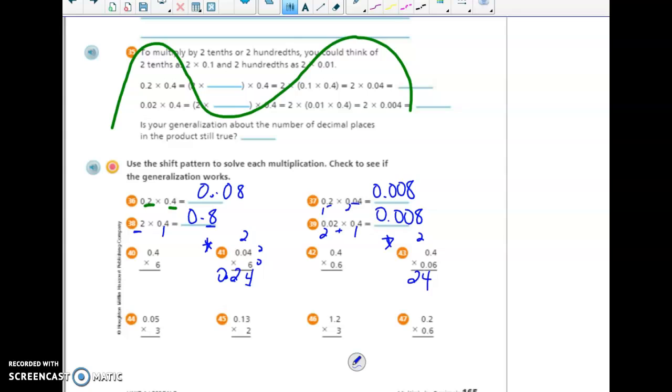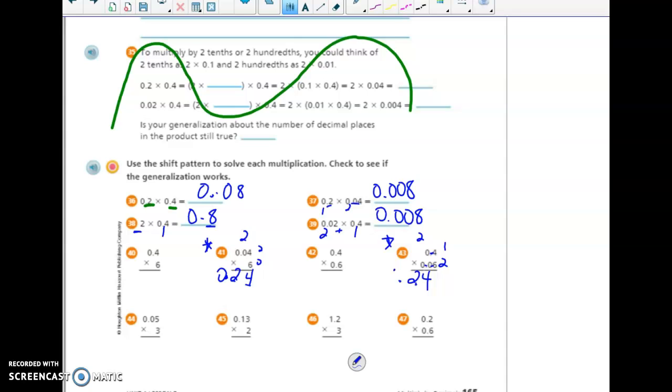Okay, but now we have to figure out where the decimal goes. There's 1 decimal place in the top number, sorry, my smartboard's off, and 2 in the next one. 1 plus 2 is 3. So this is a little bit of a challenge. Right now my decimal is right here. If I move it over here, then I only have 1 decimal place. If I move it over here, I have 2 decimal places. So how am I going to get 3 decimal places?